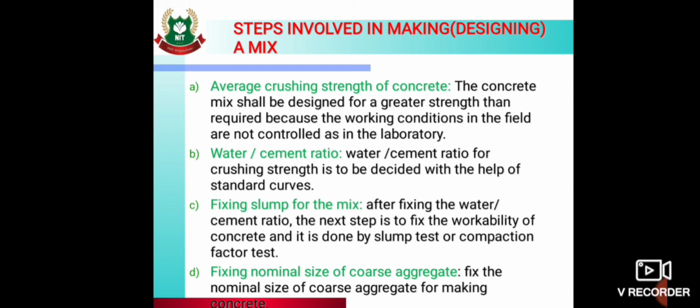Then next is fixing nominal size of coarse aggregate. So fix the nominal size of coarse aggregate for making concrete. So we want a particular size of aggregates. The size of aggregate should not be greater or smaller. The size should be the proper nominal size, in which strength is also achieved and proper easiness in concreting operation is also achieved.